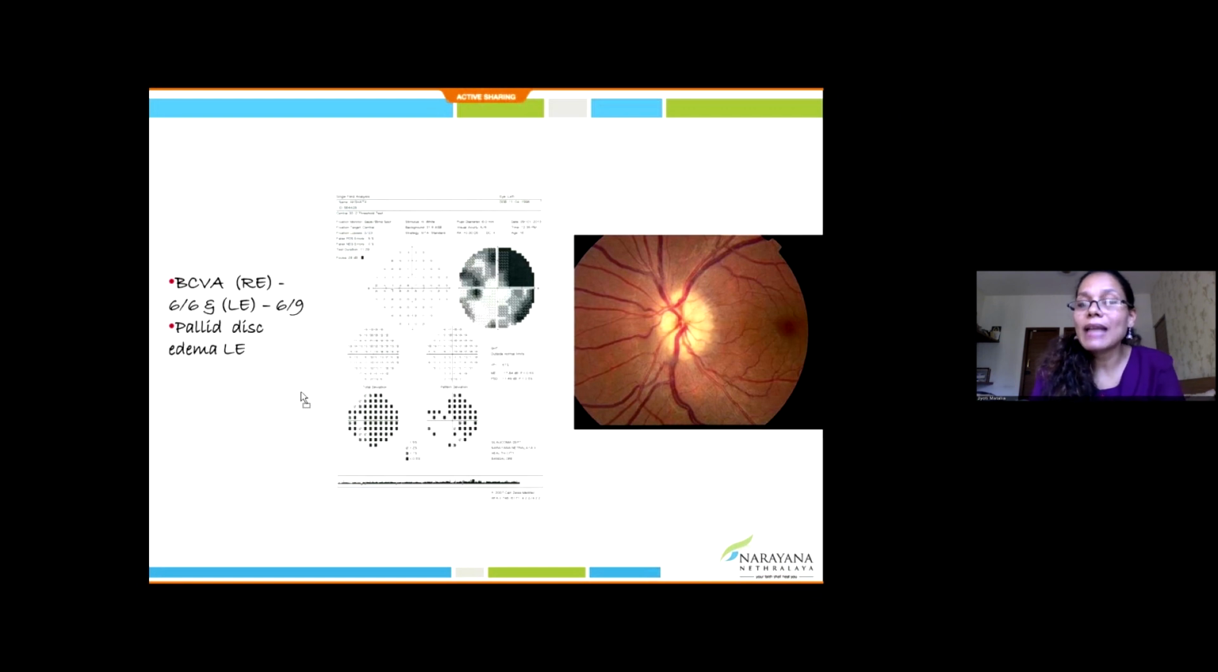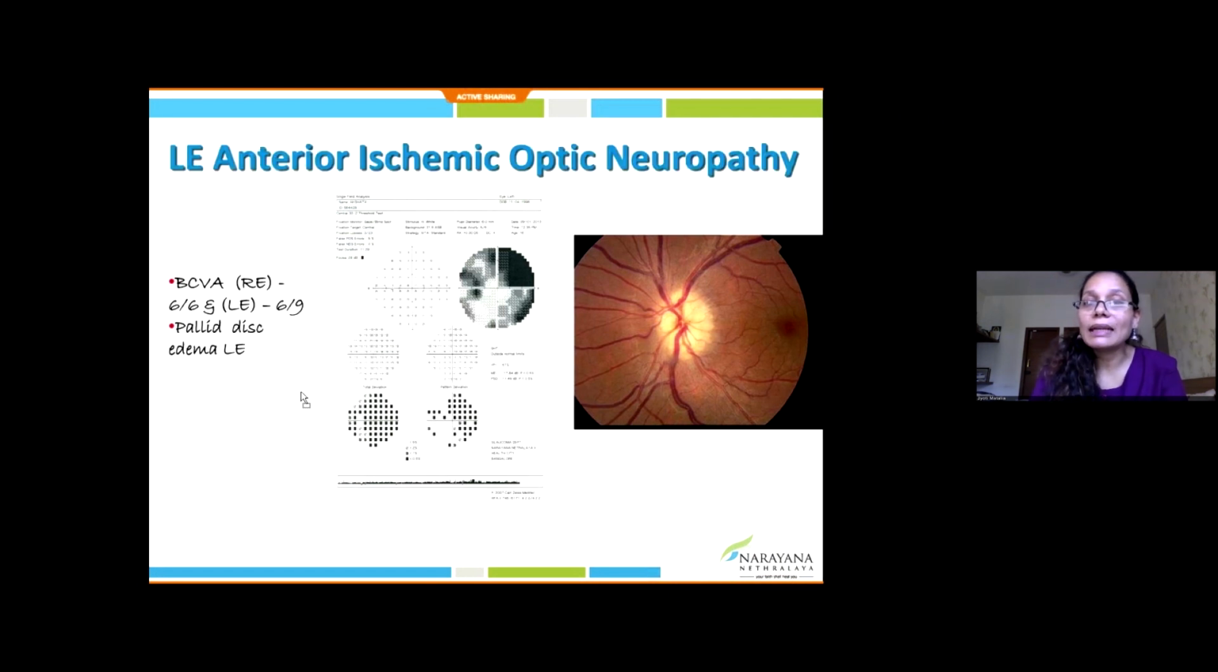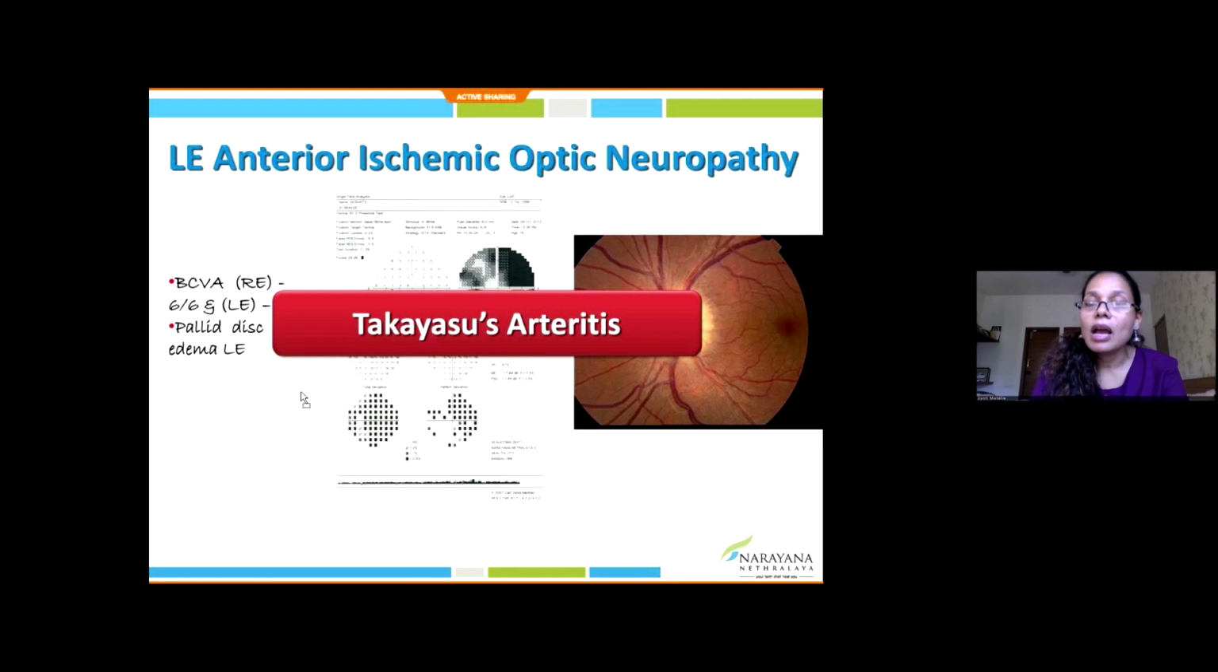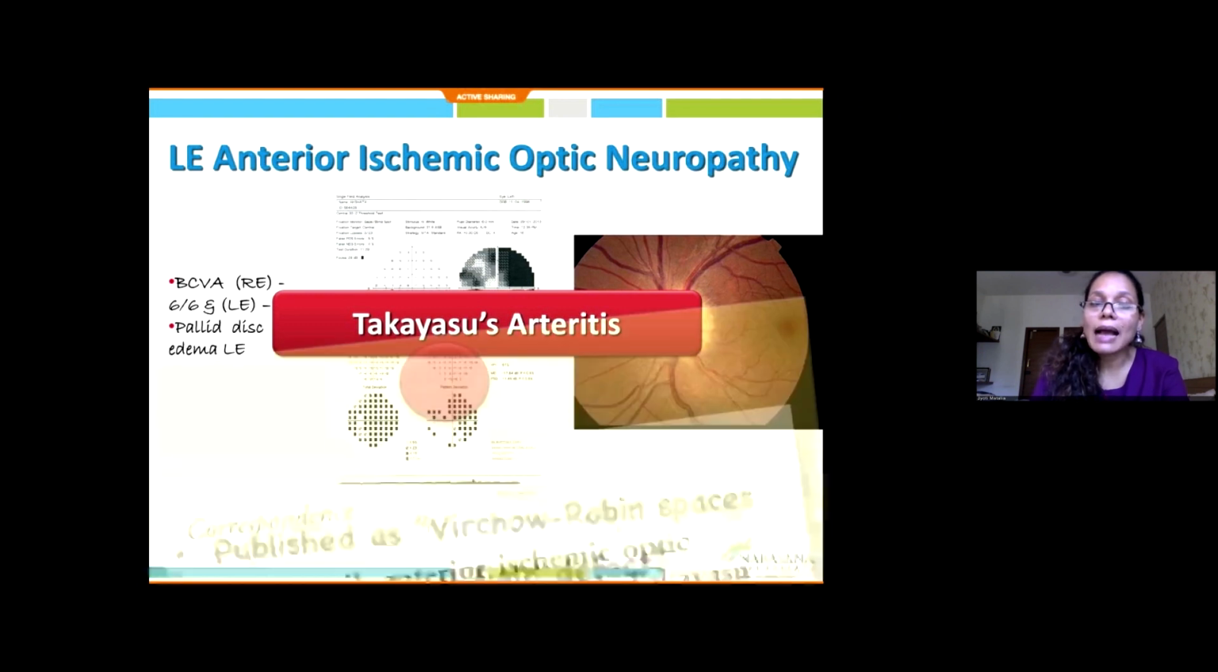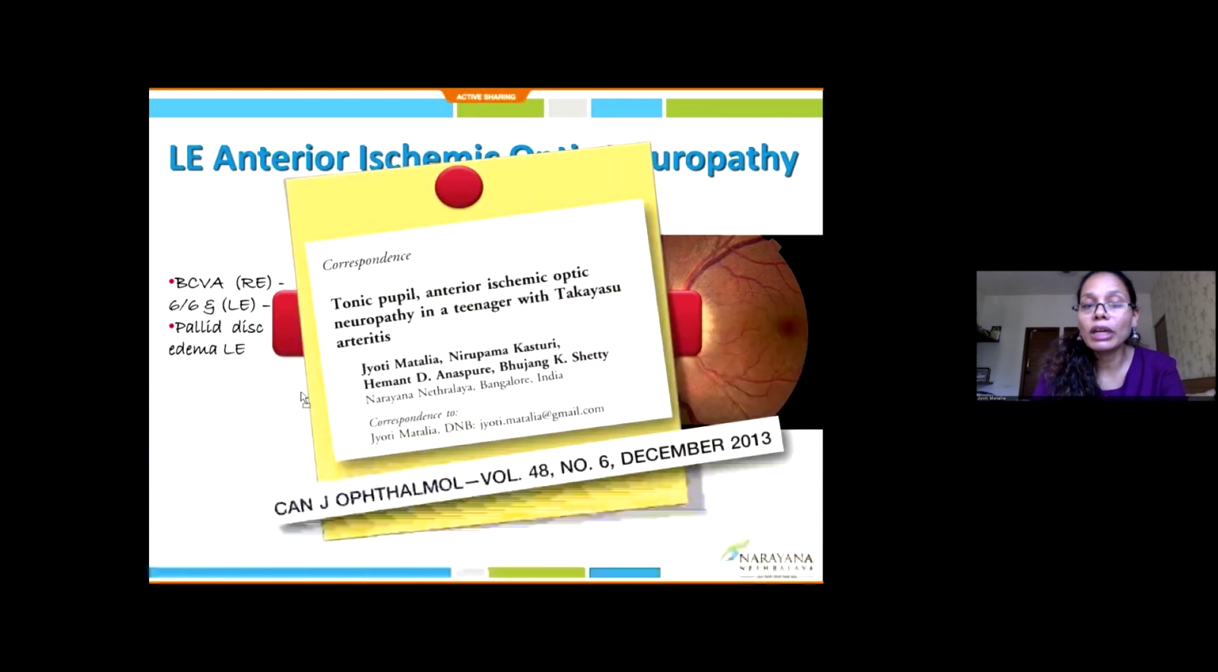Now, this patient was actually a teenager and had a pallid disc edema, which is very, very rare in children. So this was an anterior ischemic optic neuropathy. We got this child investigated, and what she actually had is Takayasu arteritis, which is a very rare condition. And this was the first time we reported a patient who also had a tonic pupil and anterior ischemic optic neuropathy in a teenager, in 2013 in the Canadian Journal.